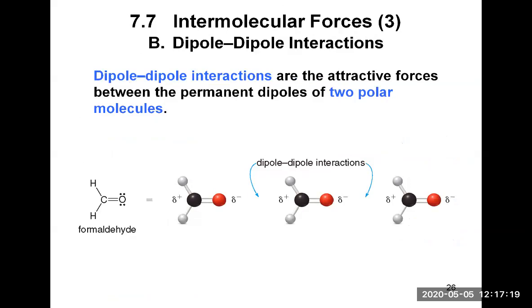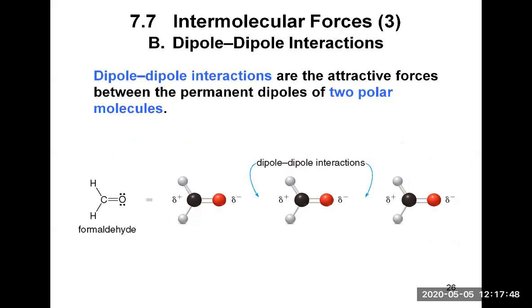So the second type of intermolecular forces are the dipole-dipole interactions. Dipole interactions are attractive forces between the permanent dipoles of two polar molecules. So here, it's not temporary, momentary dipoles like we had in the London dispersion forces. These are dipoles that are permanent because the molecule is polar.